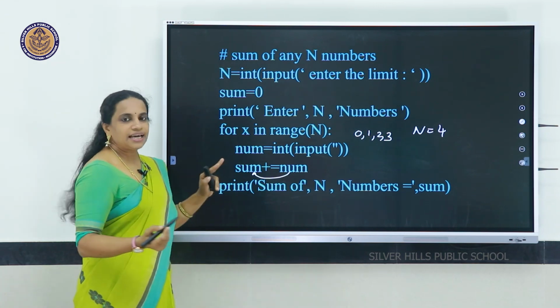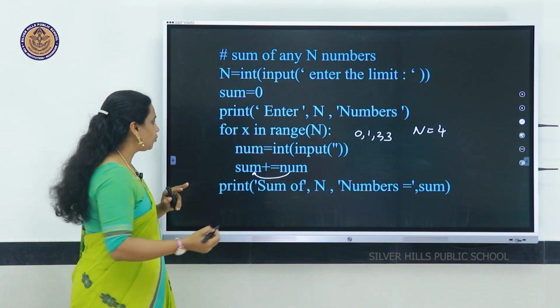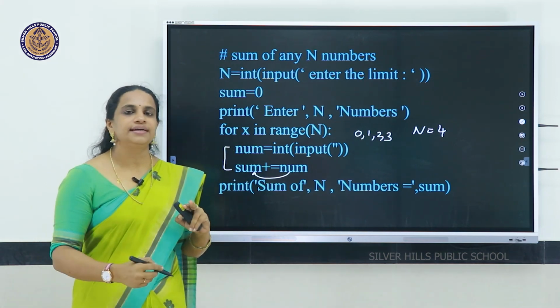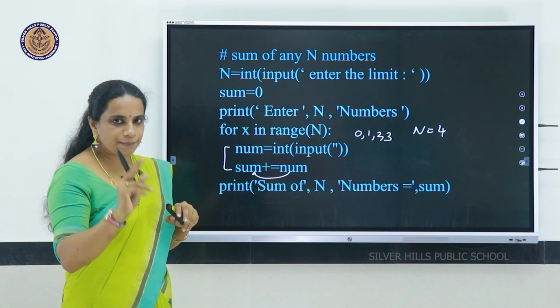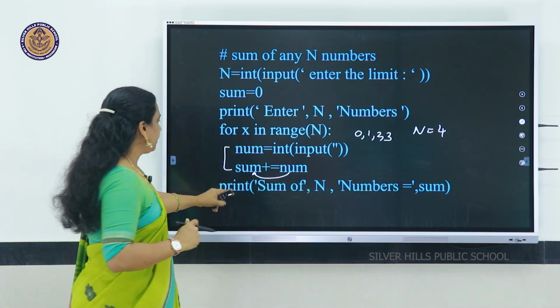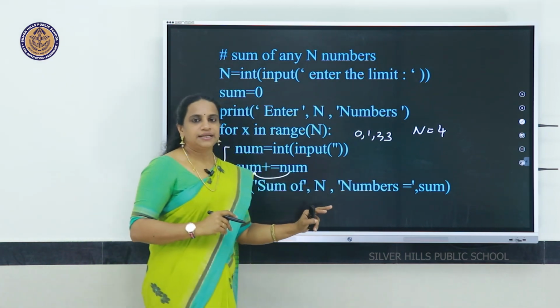Then, which statements are repeated inside the for loop? Asking for the number and adding the number with the sum. These two statements are repeated again and again inside the for loop. Finally, the sum of the numbers is printed.